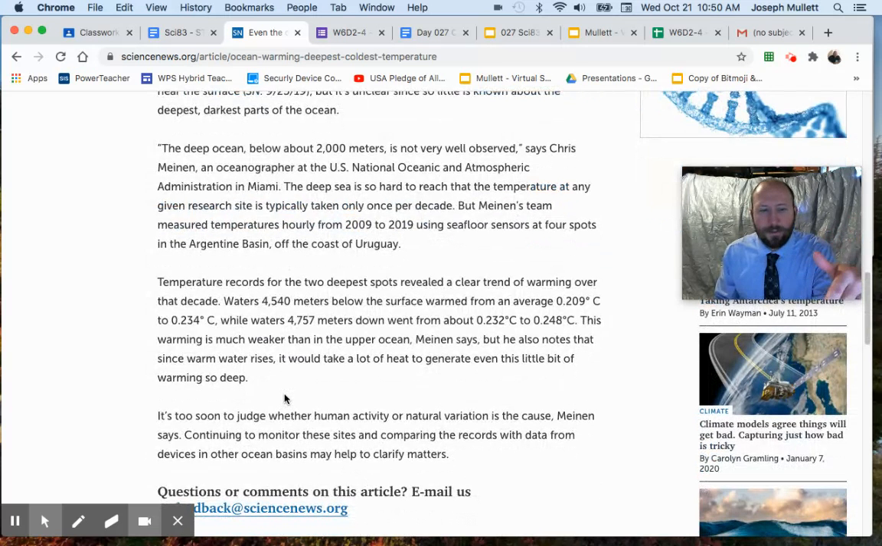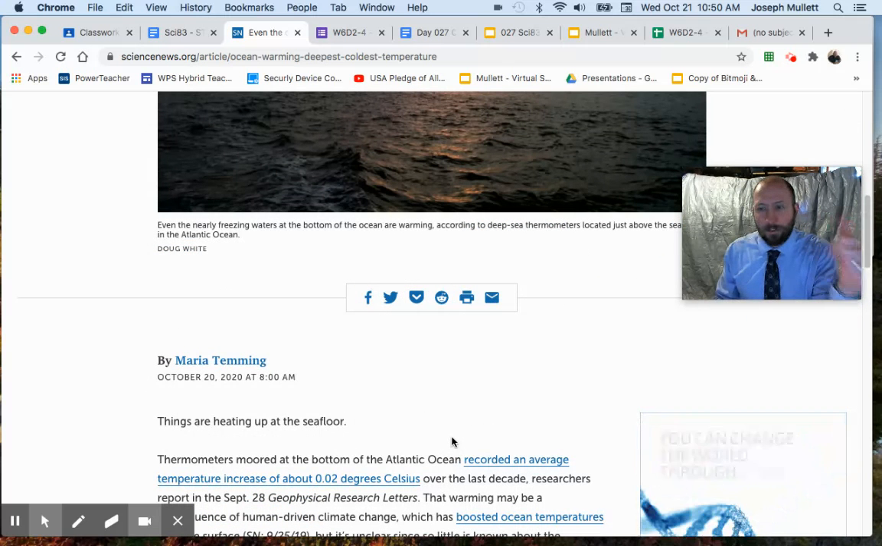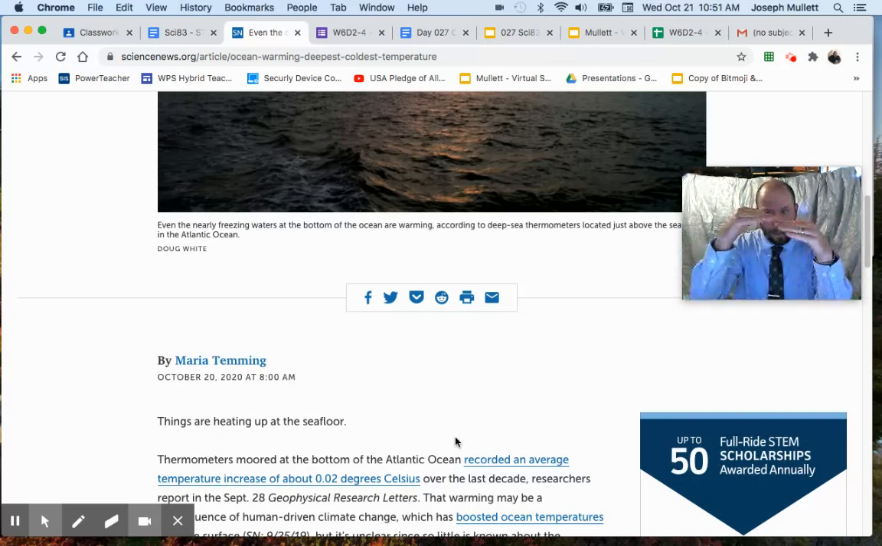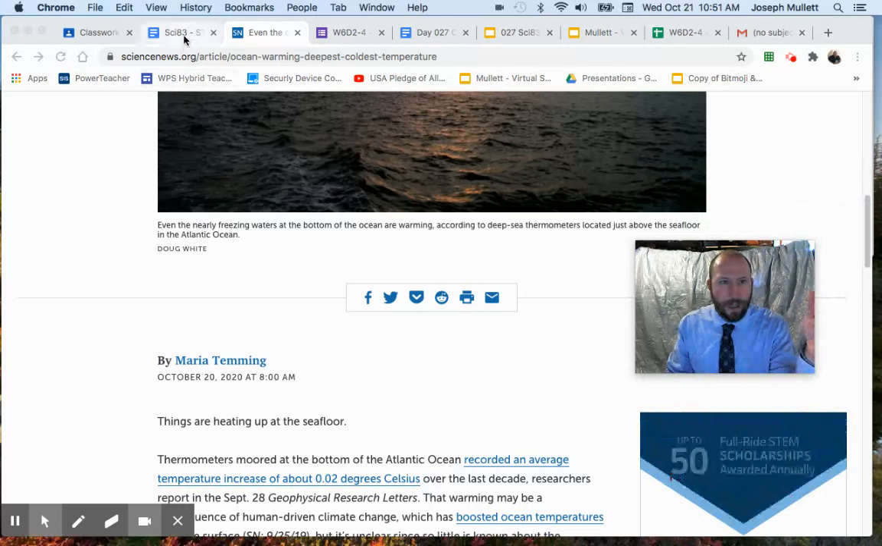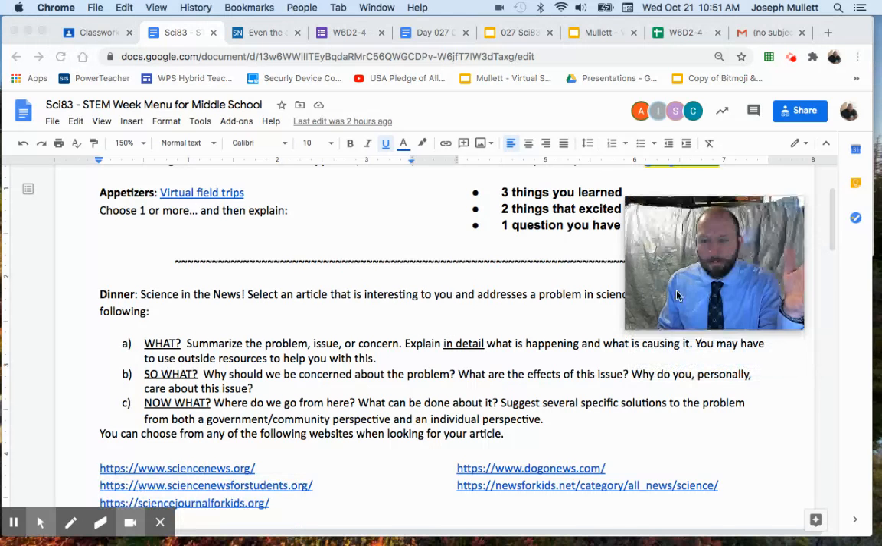And so I'm going to skim and read through this article here. But continuing to monitor these sites and compare the records with data from the devices and other ocean basins may help to clarify matters. So now I know the what part. The deepest part of the oceans are warming. The potential cause is human-made climate change. We're still not yet sure if they're directly connected, but a lot of evidence is showing that may be the main cause of it. So I'm basically trying to answer the what part. So summarize the problem, explain in detail. That was the 0.02 degrees and what's causing it. And like I said, it's highly likely, but it's not yet confirmed, but they're suggesting climate change.